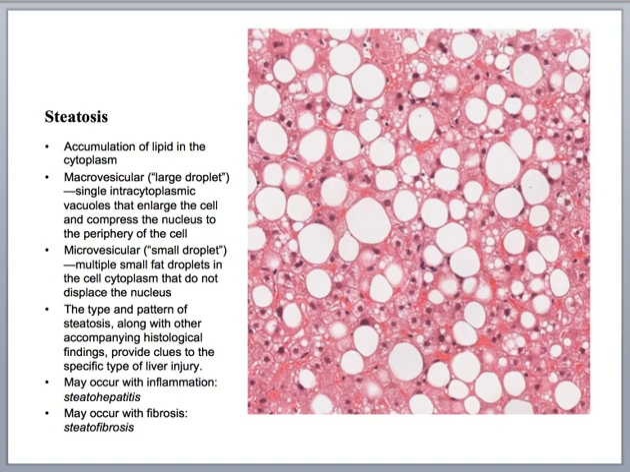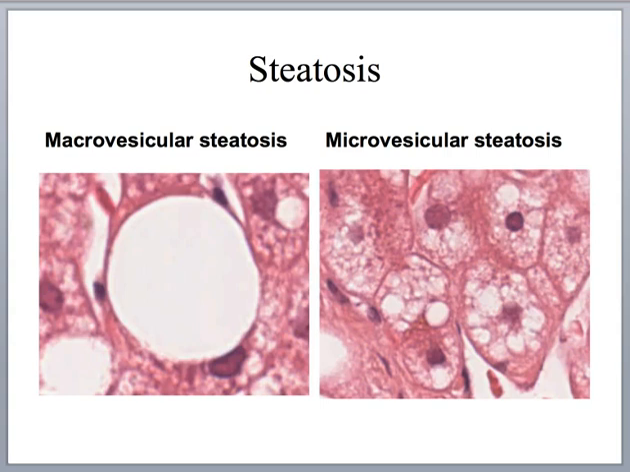Now, if we see fatty change or steatosis with inflammation, we call this steatohepatitis. Or if we see fatty change or steatosis with fibrosis, we call that steatofibrosis. And you can commonly see all three of these things happening at the same time in both alcoholic and non-alcoholic fatty liver disease. This is just a high magnification view, again comparing the histological features between macrovesicular and microvesicular steatosis.